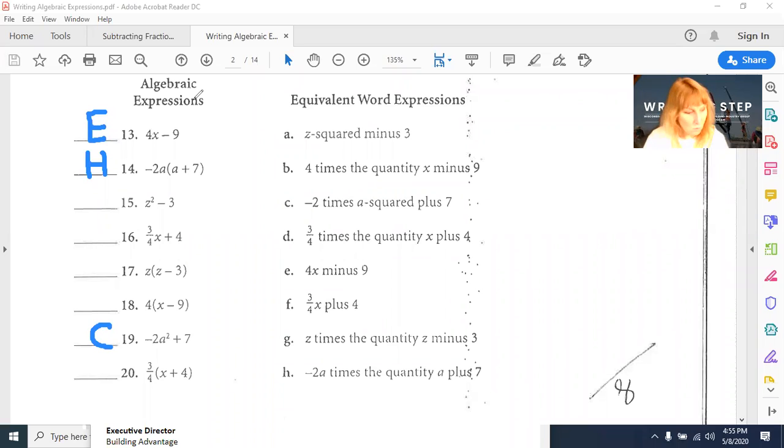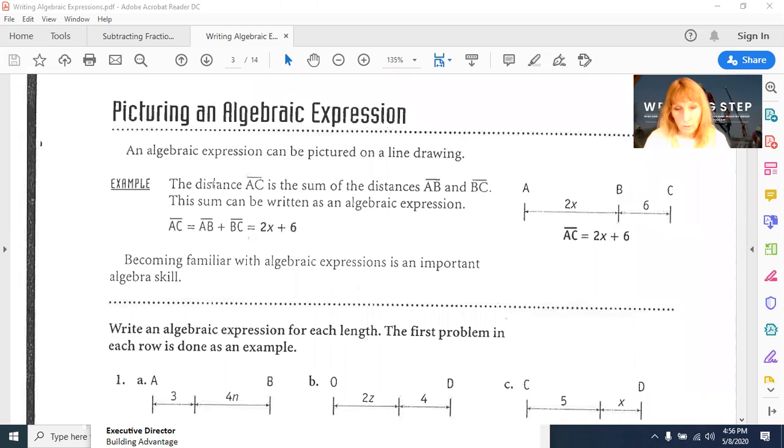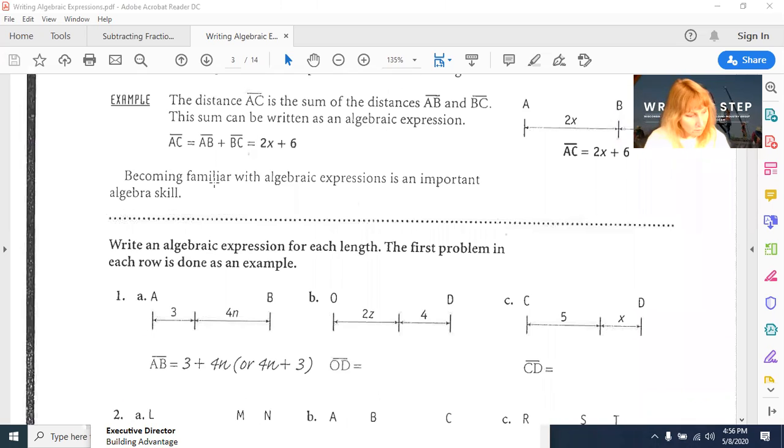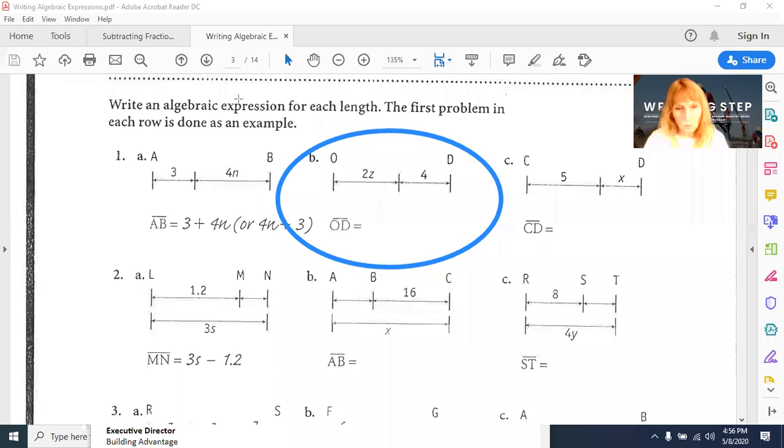Okay, let's go on to page 40. Now we're going to show some modeling of algebraic expressions. So I'm going to take a look at number 1B. They give you 1A, it's done for you, so you can take a look at those examples at home. We want to know what OD equals. So I'm looking at this equation, or this model right here. So what does OD equal?